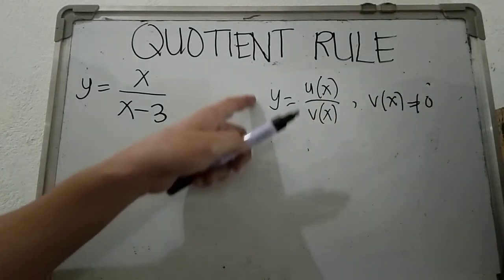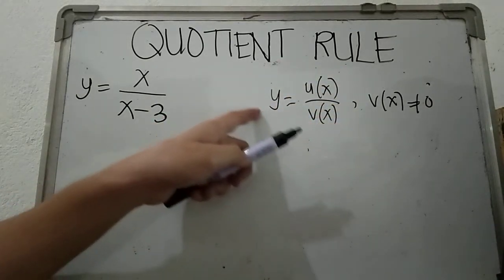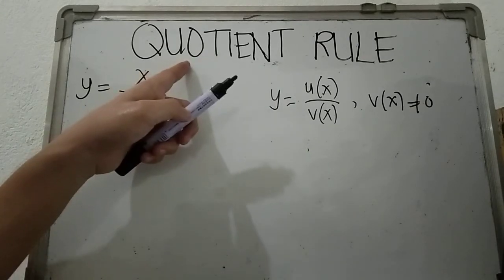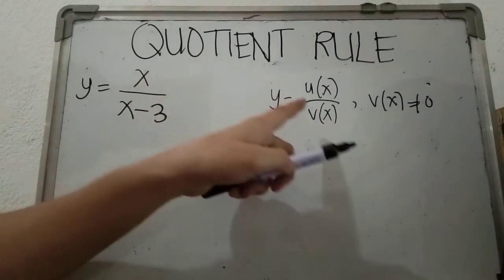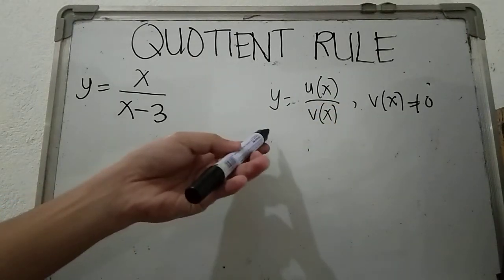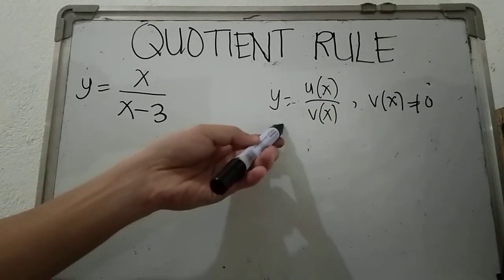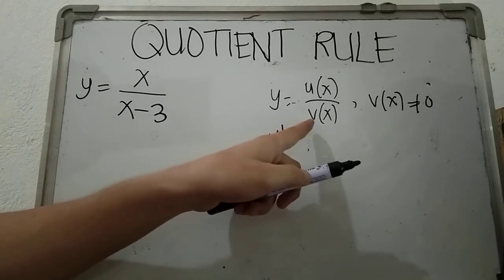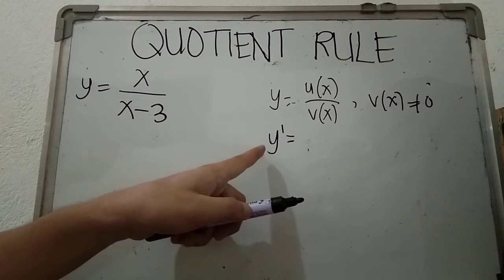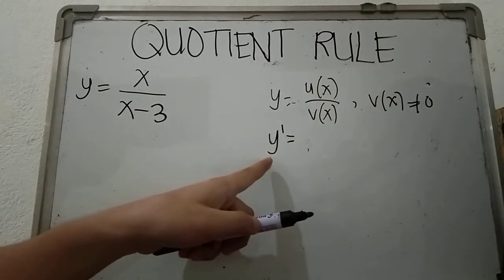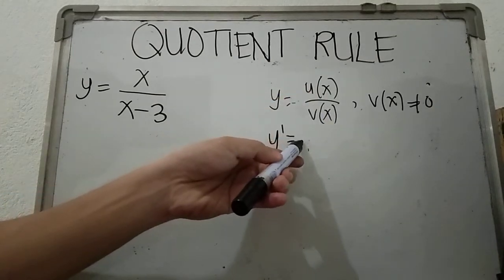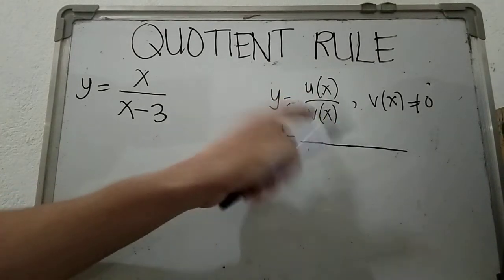Now, how to find the derivative of this function u of x over v of x? By using the quotient rule, because we are given a fraction. What is the derivative of u of x over v of x? Our derivative notation for y is y prime, or shall I say dy over dx. Now our numerator is u of x, our denominator is v of x.